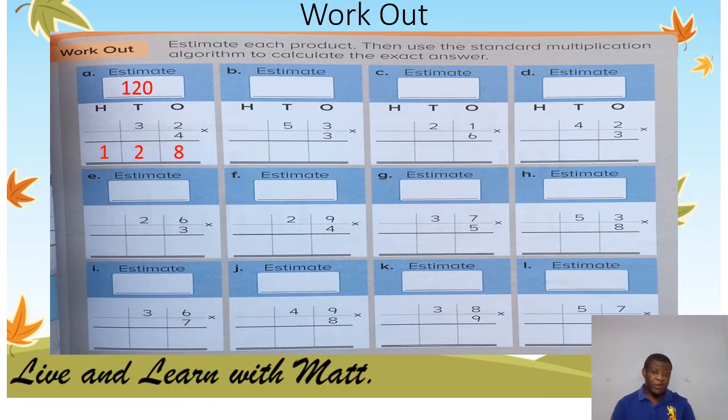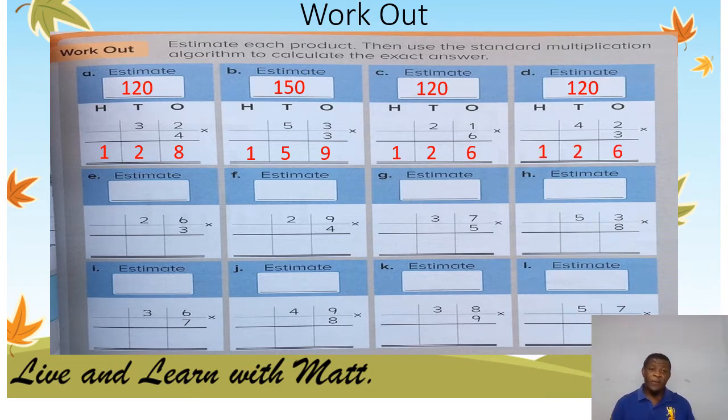Now part B, our estimate will be 50 times 3, and that will be 150. Now 3 times 3 will be 9. 3 times 5 will be 15. So we have 159. Part C, our estimate will be 6 times 20, which is 120. So 6 times 1 is 6, 6 times 2 is 12. We have 126. Part D, estimate will be 40 times 3, which is 120. Now 3 times 2 is 6, 3 times 4 is 12, 126.